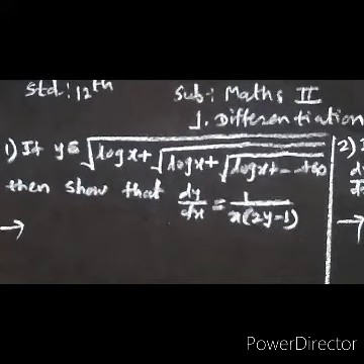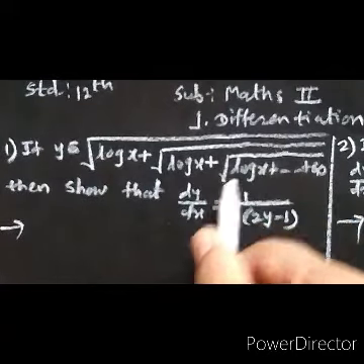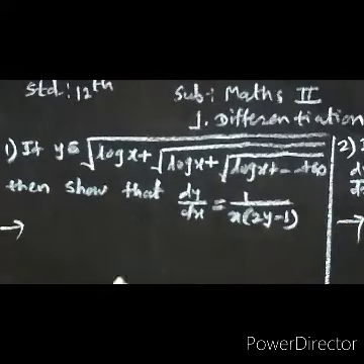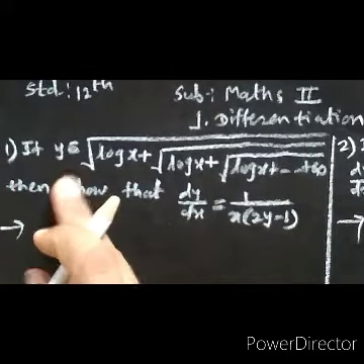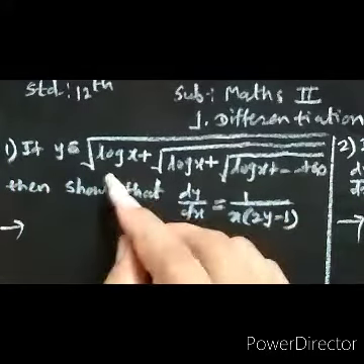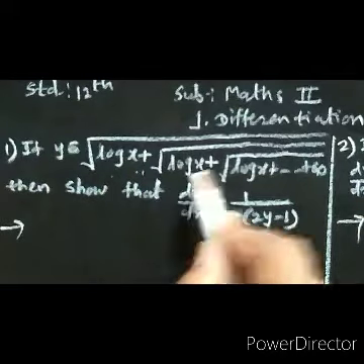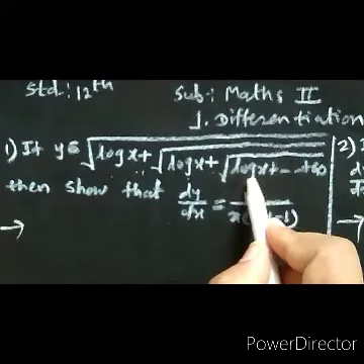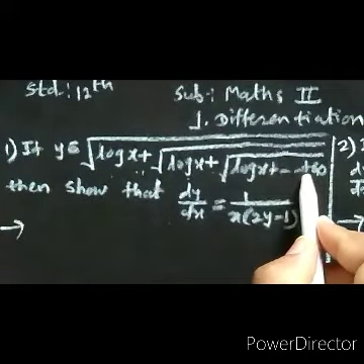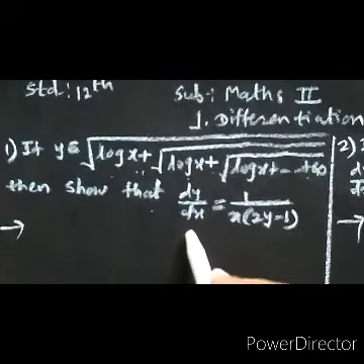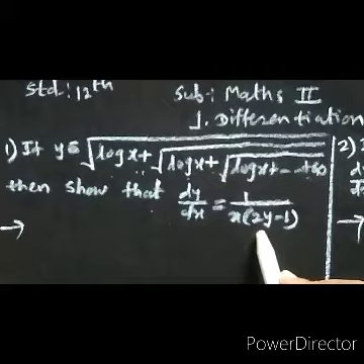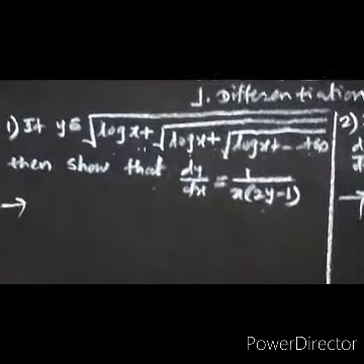Let us see lesson number 1, differentiation. Now let us see a few more examples from the exercise. Let us see question number 1. If y is equal to square root of log x plus square root of log x plus square root of log x plus and so on till infinity, then show that dy by dx is equal to 1 upon x(2y minus 1). So here we have y.